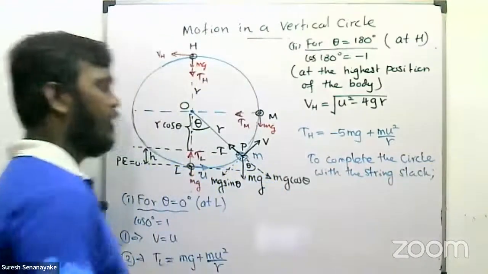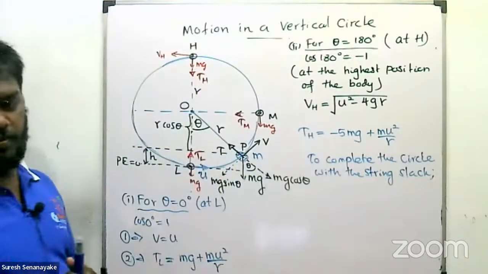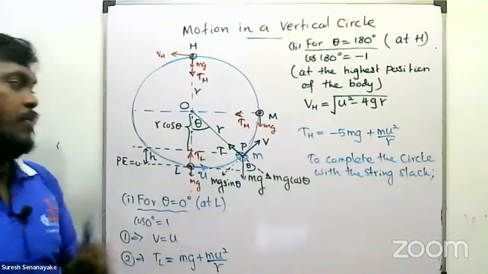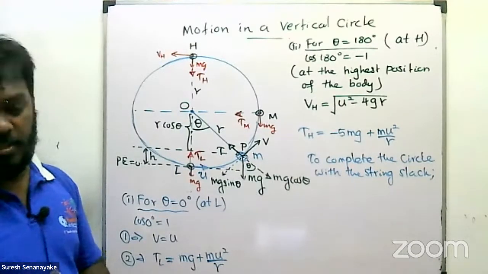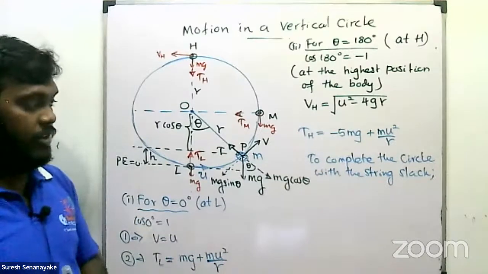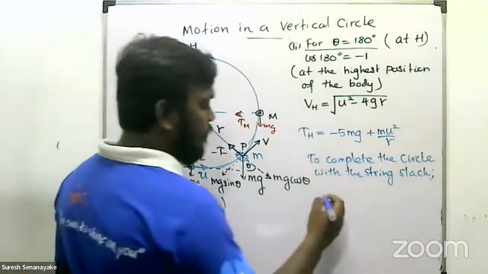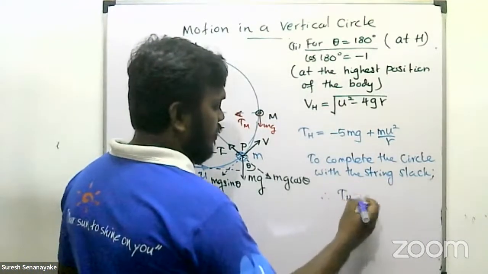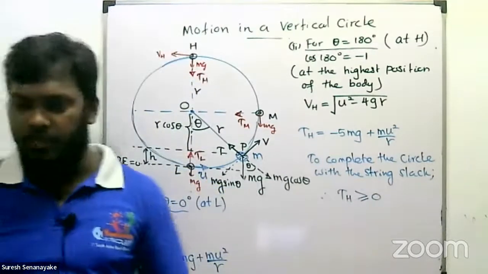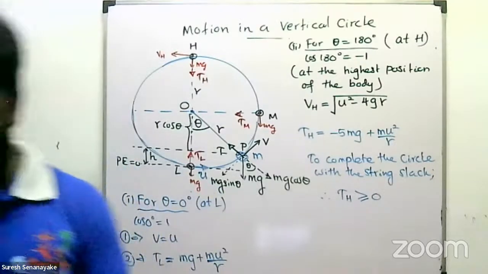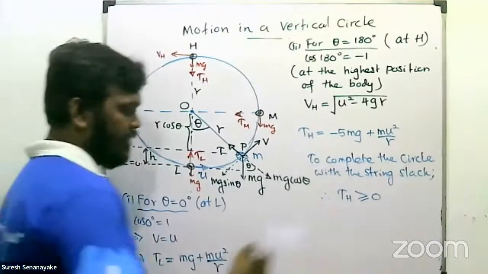So what happens there? The tension is the lowest at the highest point. The lowest tension of this string should not be equal to 0, because if this tension becomes 0, the string slacks there. So the condition is that TH should be greater than or equal to 0. The equal case is the minimum case. For a critical case, we consider 0.